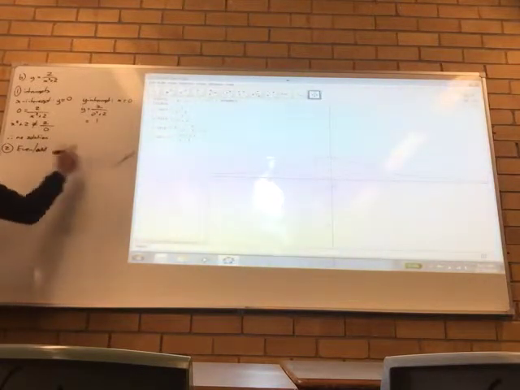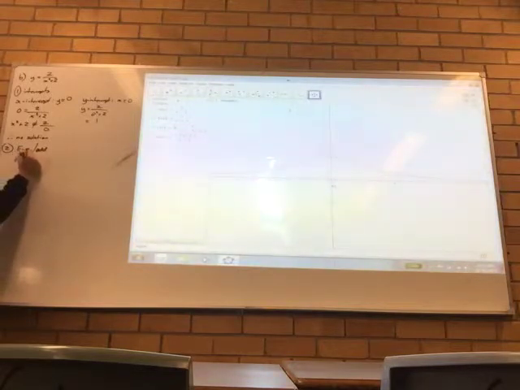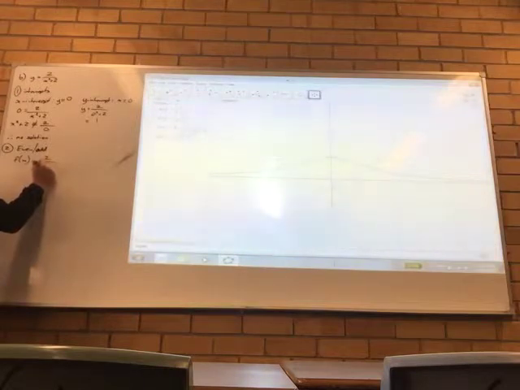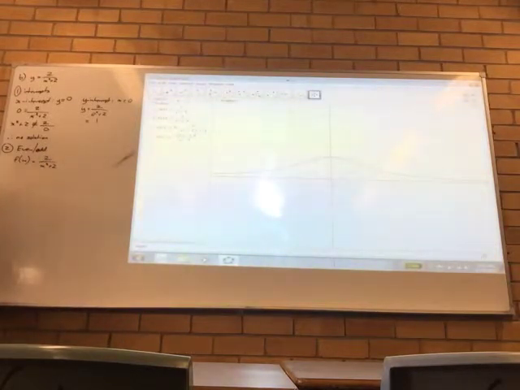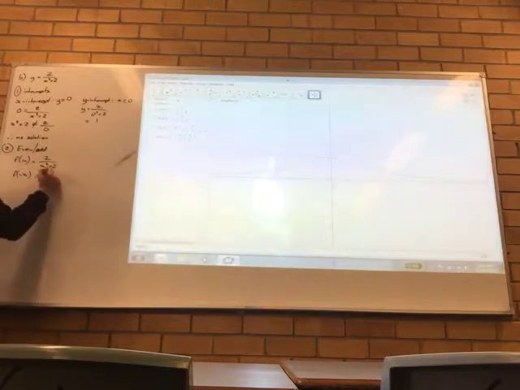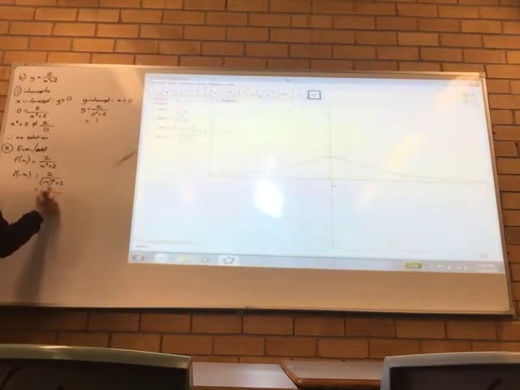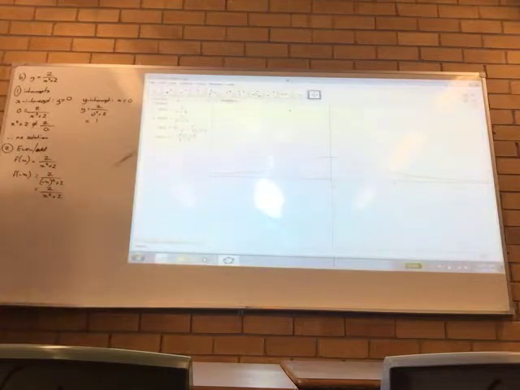Even odd function. So f of x is going to be 2 over x squared plus 2. So what's the condition for an even function to exist? F of negative x has to equal f of x. Good. So f of negative x has to equal the original function. So f of negative x, 2 over negative x all squared plus 2, which equals 2 over x squared plus 2.